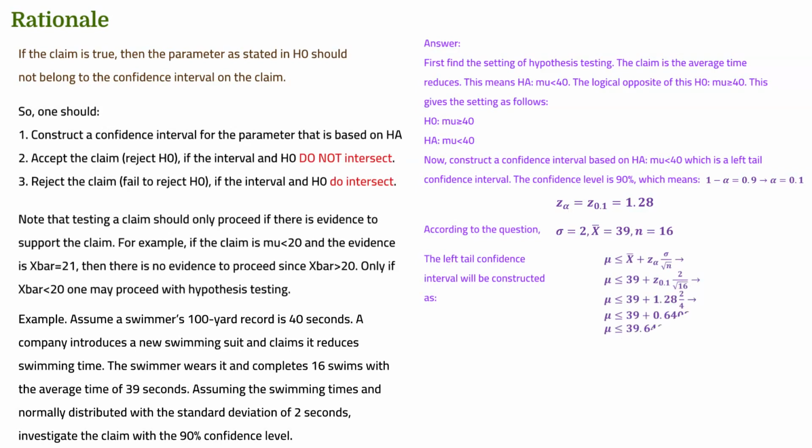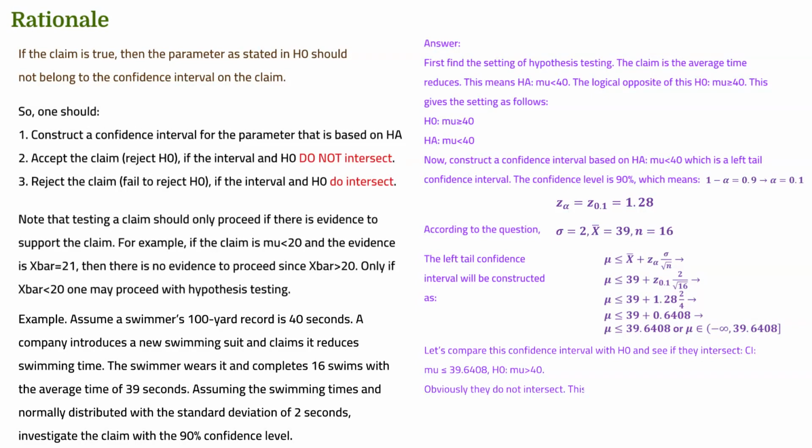The left tail confidence interval will be constructed as mu less than or equal to x bar plus z alpha sigma over square root of n. We have x bar, we have z alpha, we have sigma, we have n. If you plug in all these numbers, it will be everything less than 39.609.